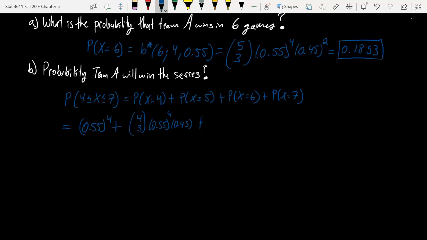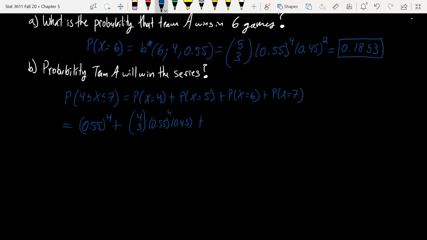What about the probability that X is equal to 6? Well, we already have that above. I'm just going to write down the combination and 0.55 to the 4th and 0.45 squared to maybe start to see a pattern here. But we know that's going to be the 0.1853 that we already got. What's the probability it takes 7 games to win the series? That means there are 6 games where you can win 3 of them.